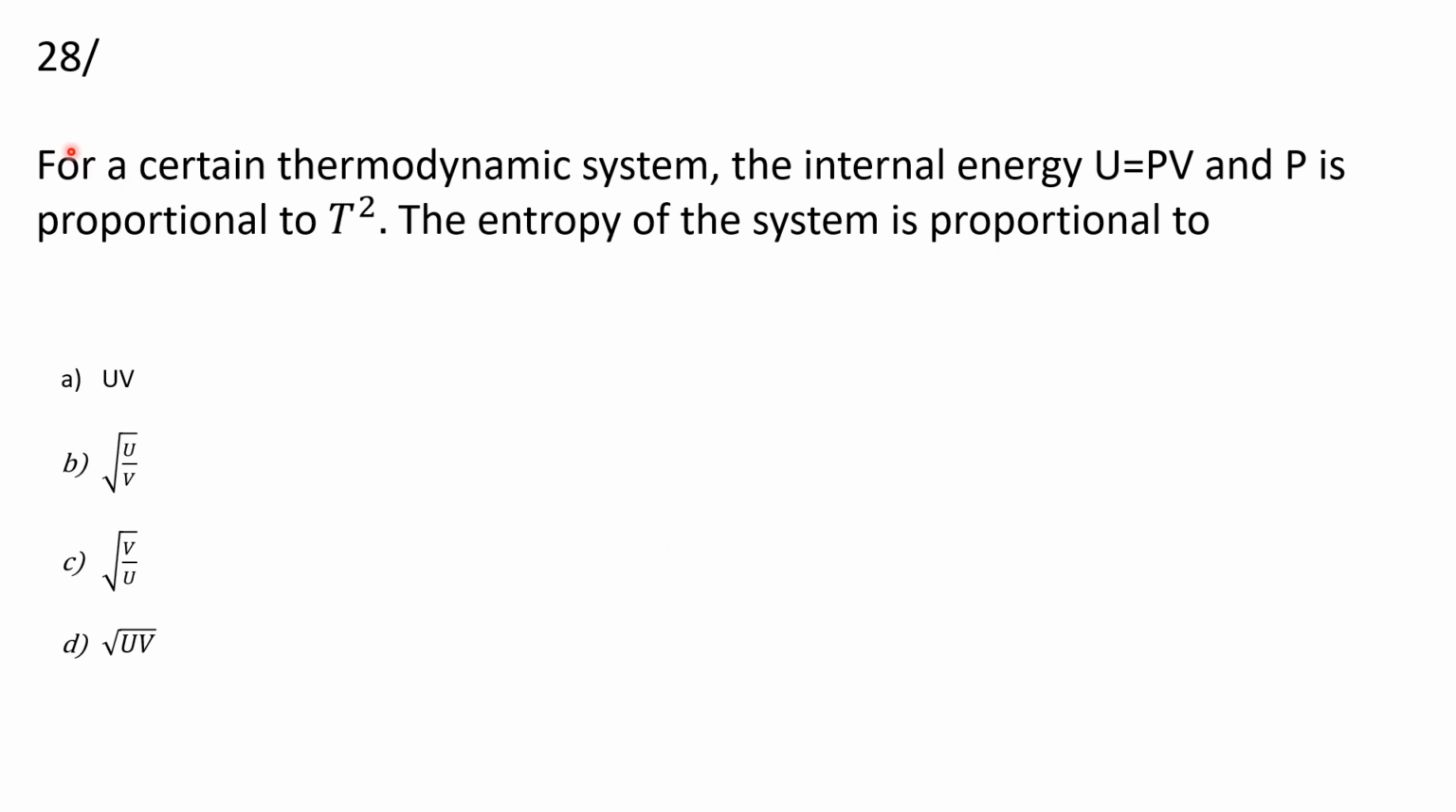Then for a certain thermodynamic system, the internal energy U is equal to PV, and P is proportional to T square. The entropy of the system is proportional to, and here the options are UV, root U by V, root V by U, and root UV.